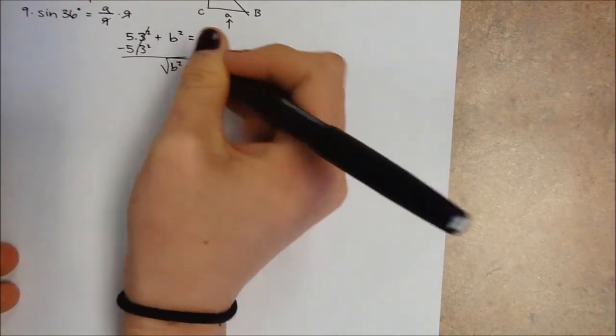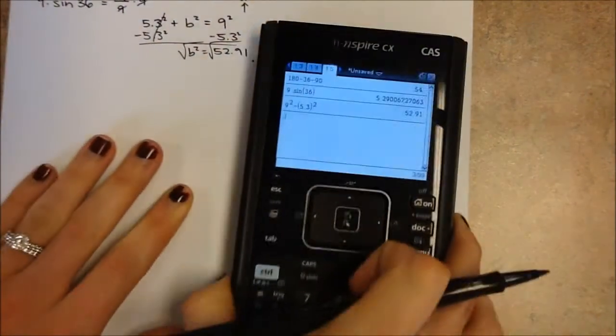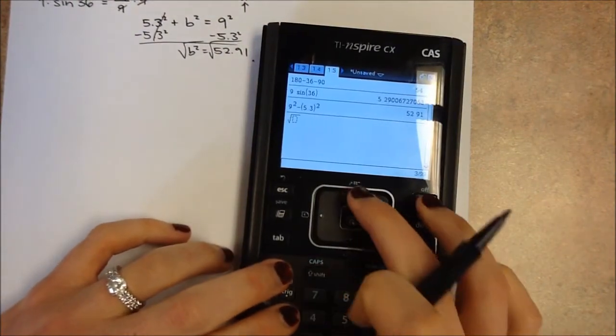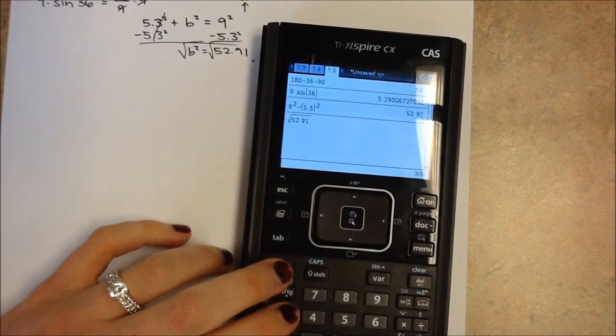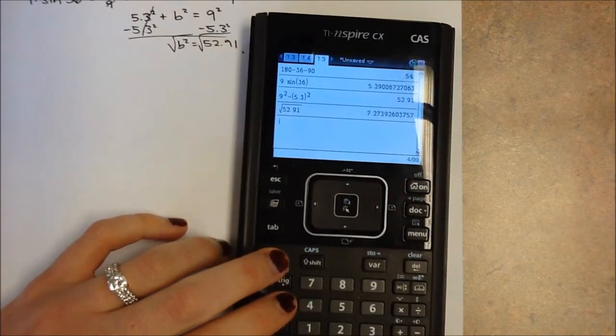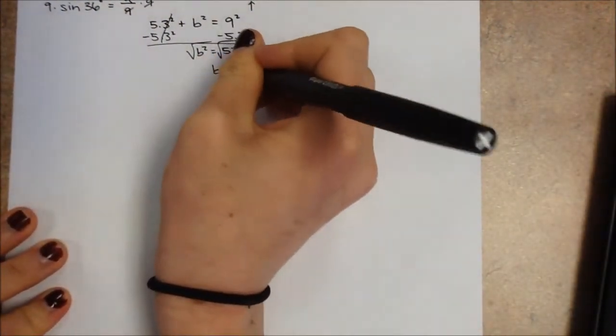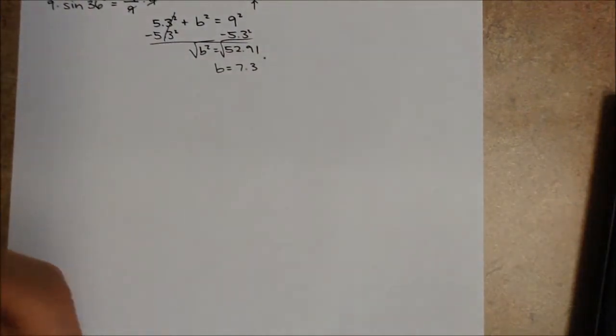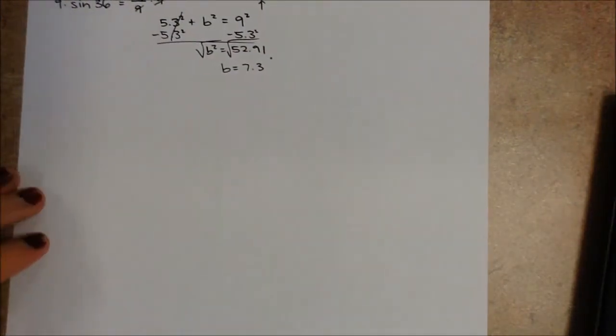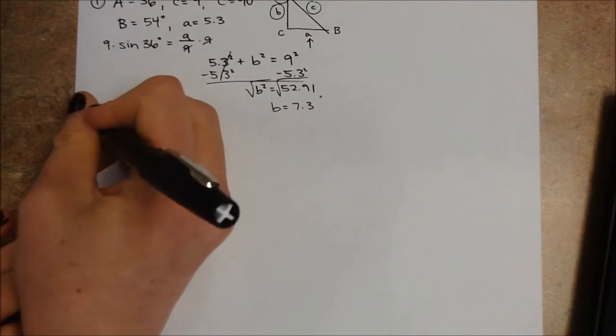And then to get b by itself, you would take the square root of both sides. So you can just do square root and then paste this value. We get about 7.3. Remember to read the directions. It says round sides to the nearest tenth and angles to the nearest degree.